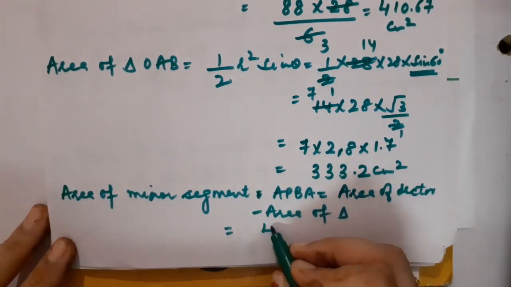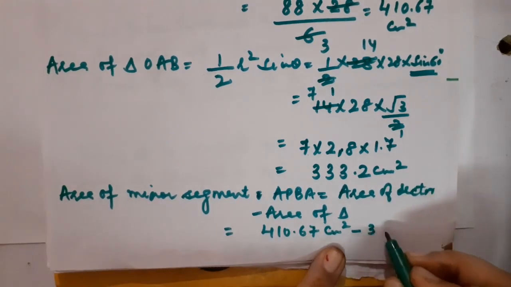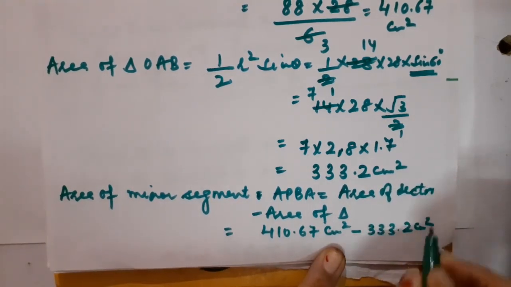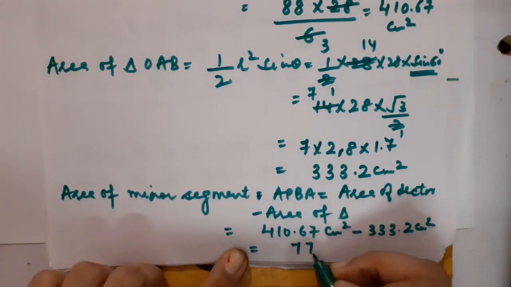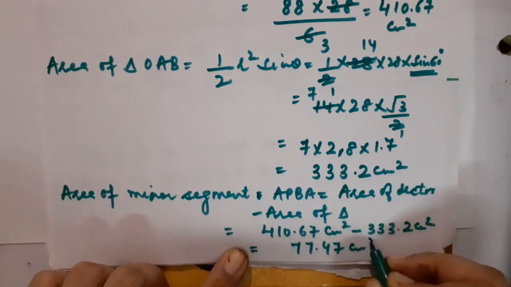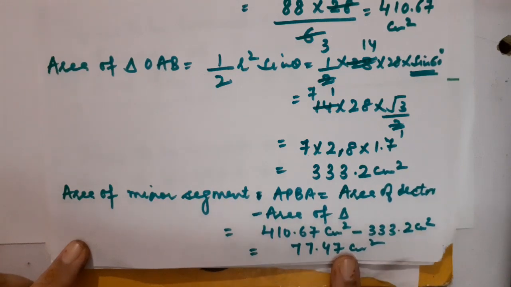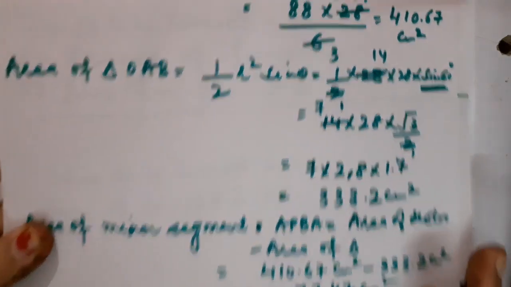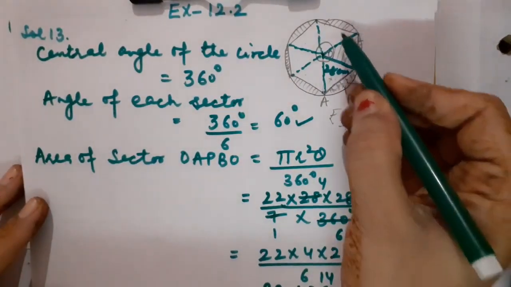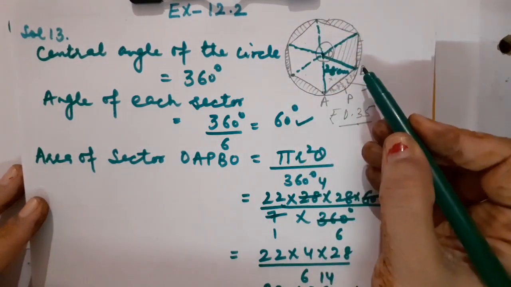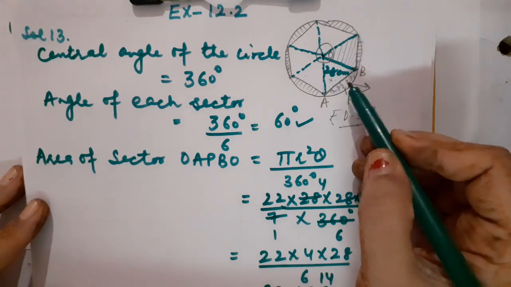So it would be 410.67 square centimeter minus 333.2 square centimeter. So children, after subtracting, I will be getting 77.47 square centimeter. This is the area of one segment. But how many segments do we have? Just look at here in the figure. Here children, you can see that there are total 6 segments. 6 designs are there.